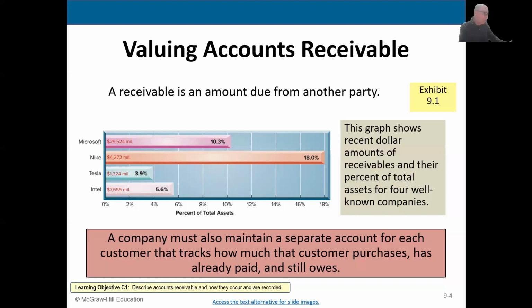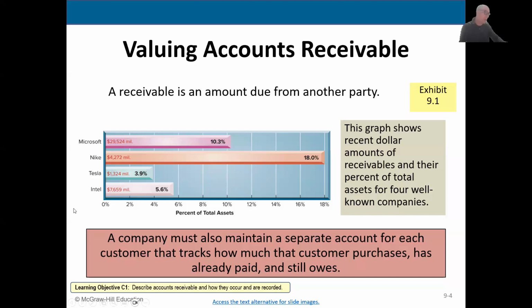If it's low, that means one of two things. The majority of your customers are not on accounts receivable, but it also could mean that you're doing a really good job of turning it, right? Of collecting that cash from your accounts receivable. So there's a couple of things to look at there.